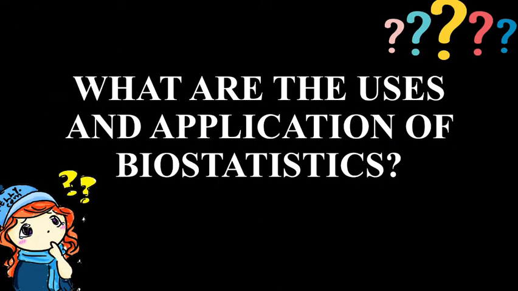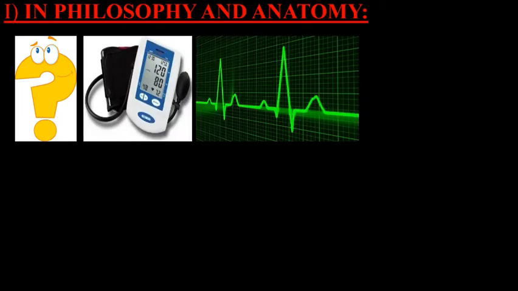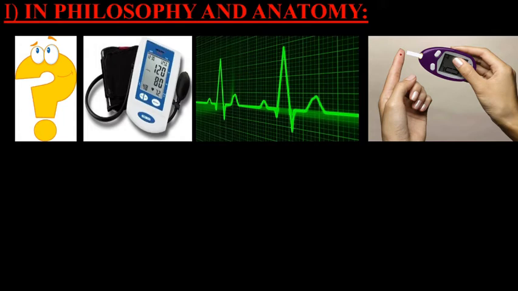Application and uses of biostatistics as science. Let us make it simple by dividing the uses in simple side headings. First, in physiology and anatomy. Have you ever wondered who sets the normal values of blood pressure, heartbeat, blood glucose level, etc.? It is the biostatistics which helps in setting those normal values.